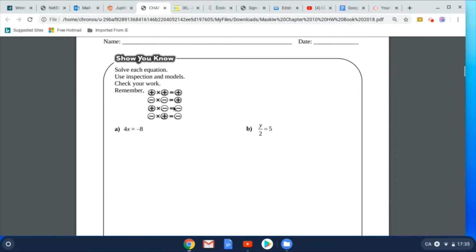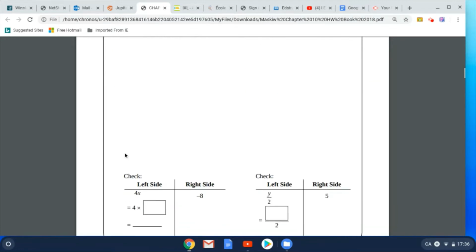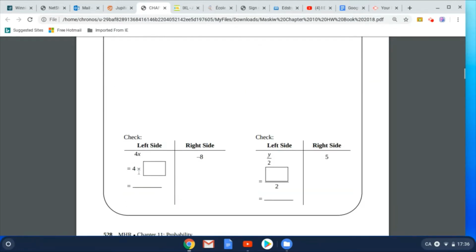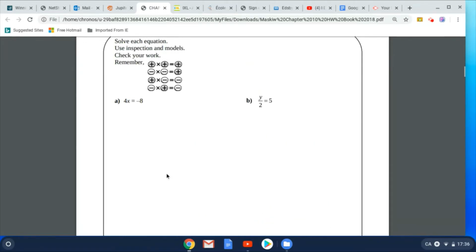If I move over here, if I were using models, I would draw 4 of the long x's and I would shade them in. And then I would draw 8 empty squares or white squares. And I would see that there are 2 squares for each one of the x's, which means that x is negative 2. And if I plug that in over here, 4 times negative 2 is negative 8. I would be correct. My answer would be negative 2.